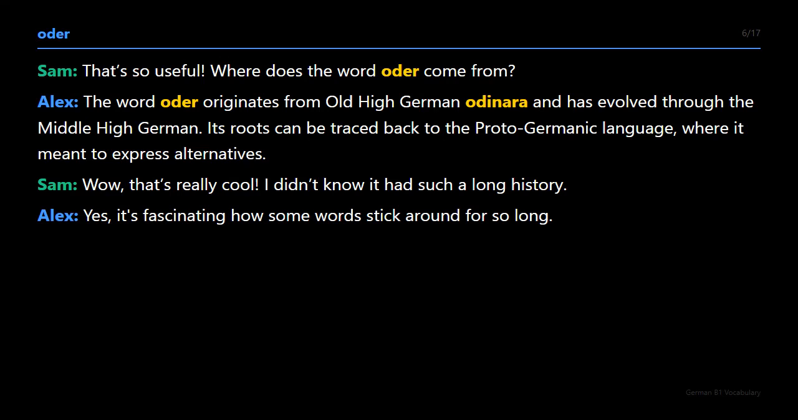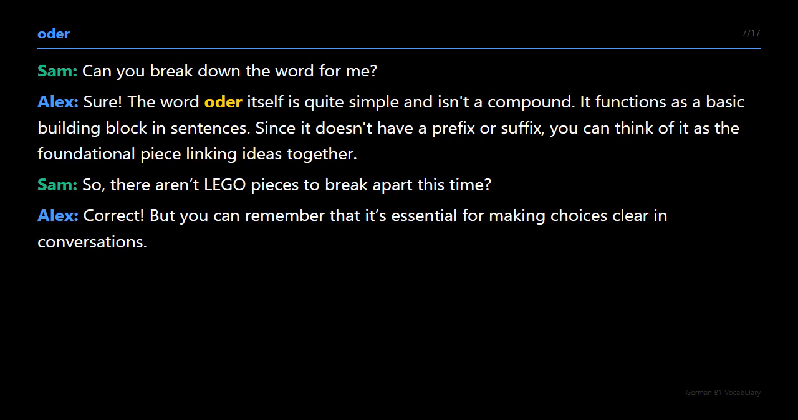Can you break down the word for me? Sure. The word oder itself is quite simple and isn't a compound. It functions as a basic building block in sentences. Since it doesn't have a prefix or suffix, you can think of it as the foundational piece linking ideas together. So, there aren't Lego pieces to break apart this time. Correct. But you can remember that it's essential for making choices clear in conversations.